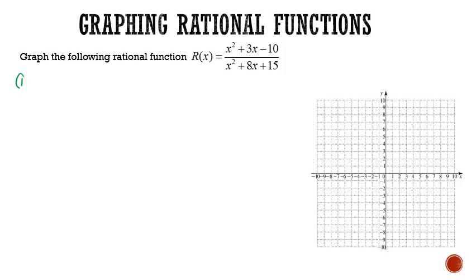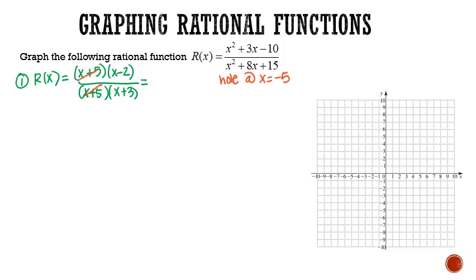Okay, step 1 is to first simplify. When I factor this function, I get x plus 5 times x minus 2 in the numerator, and x plus 5 times x plus 3 in the denominator. This means that I can cancel out an x plus 5 term. So there will be a hole at x equals -5, because again, it's whenever that factor will equal 0. So this simplifies my function into x minus 2 over x plus 3.